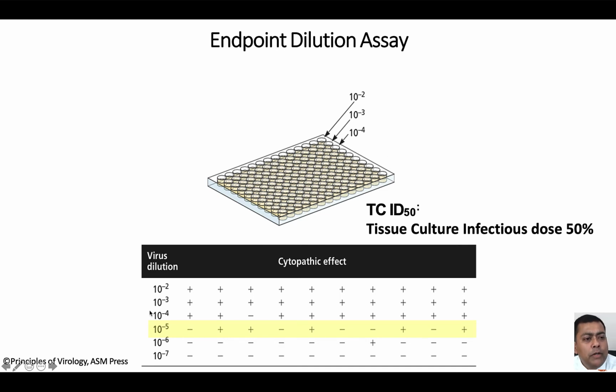So basically what you do is take the virus stock and dilute it the same way as the plaque assay, 10 to the -2, -3, -4, -5, -6, and so on. And then if it is a cell culture, you add those viruses in duplicates in these rows of cells. So what we're seeing is that if you take 10 to the power -2, you see the cytopathic effect in every well. And how do you see the cytopathic effect? You just see these under the microscope.